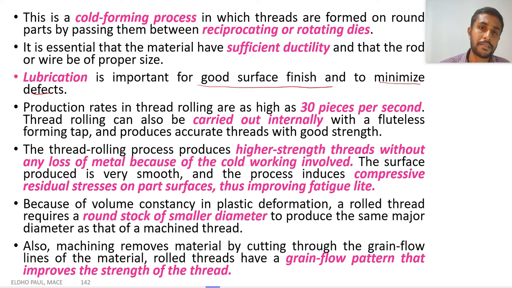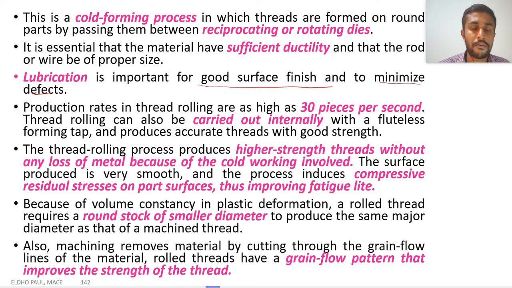We just press the material using the die, so that there is no material removal during this process. So the scrap involved in this production process can be reduced by this thread rolling process compared to the machining process. And another important aspect of the thread rolling process is that the strength of the threaded fasteners can be improved to a very large value compared to the machining process.